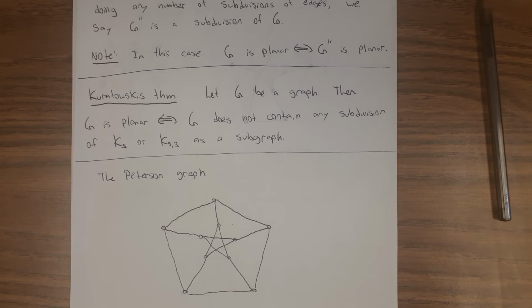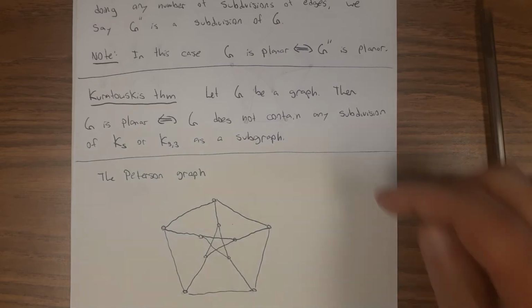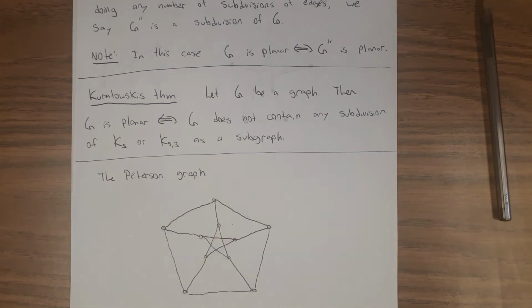But like I said, this is a powerful theorem, especially in the sense that it's an if and only if theorem about planarity. It tells us that G is planar if and only if, well, I guess I'll just keep reading: if and only if G does not contain any subdivision of K5 or K3,3 as a subgraph. Now, I call it powerful because it's if and only if.